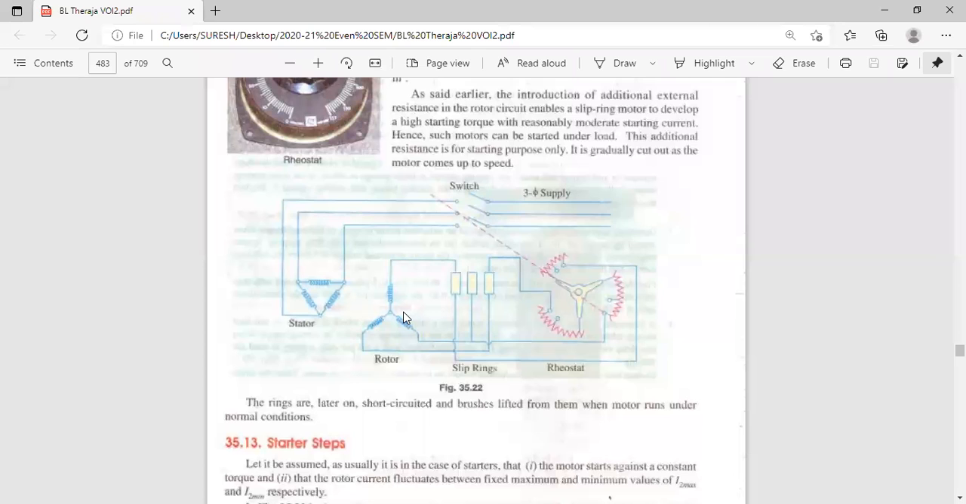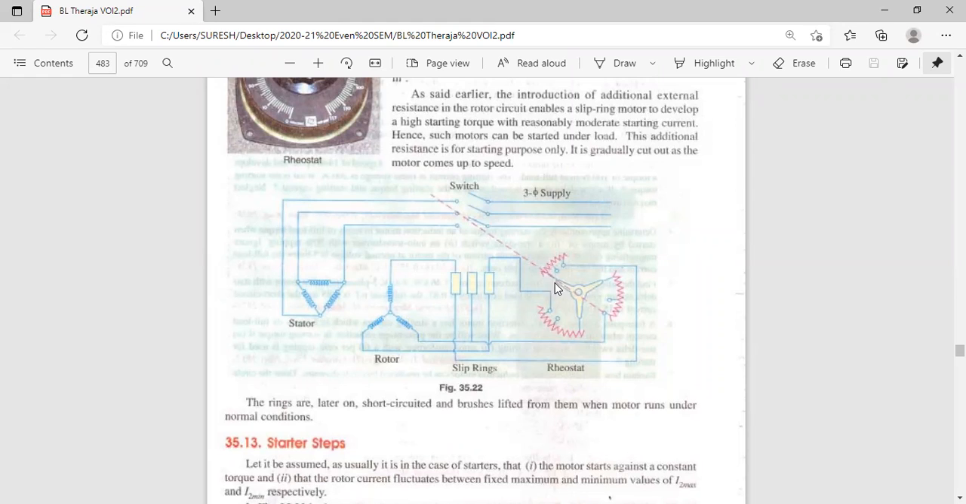Ns minus n by ns. Okay, ns by ns, that is 1. Slip is 1. During initial condition, when slip is 1, your current is very high when speed is 0. But during running, once the rotor starts rotating and reaches 70% of rated speed, the current comes to its normal value.